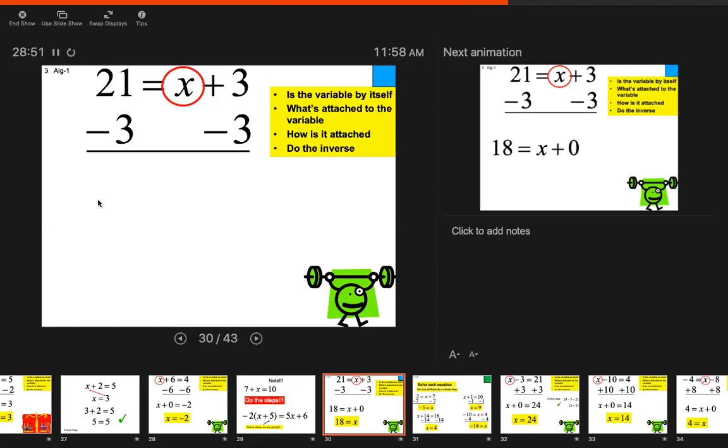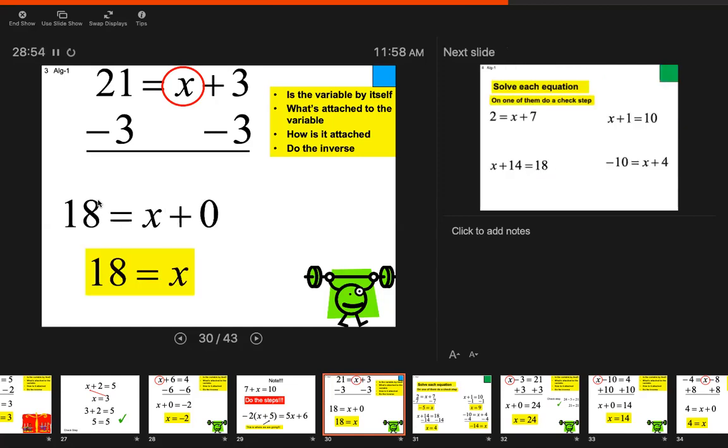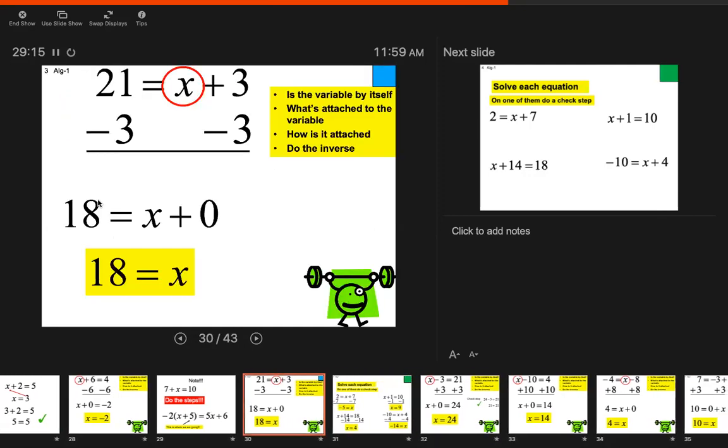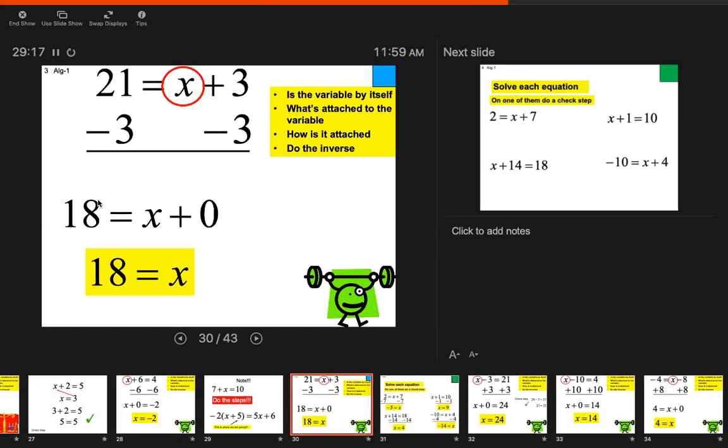21 minus 3 is 18, so therefore the answer is, wait, why doesn't it say x equals 18? Because the variable was on the right side to start with. The book will almost always flip-flop these around for the final answer. Rarely will the book say 18 equals x. The book will typically say x equals 18. So be ready for that. Doesn't matter. Does not matter.